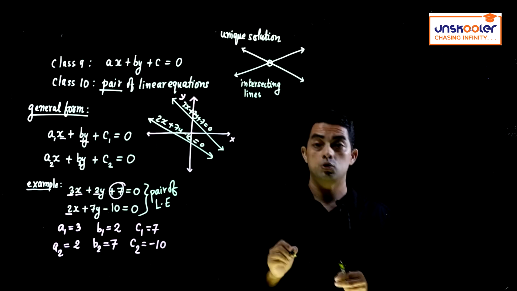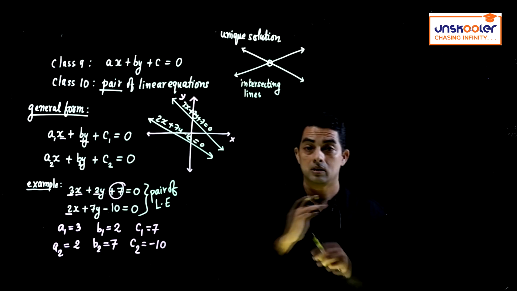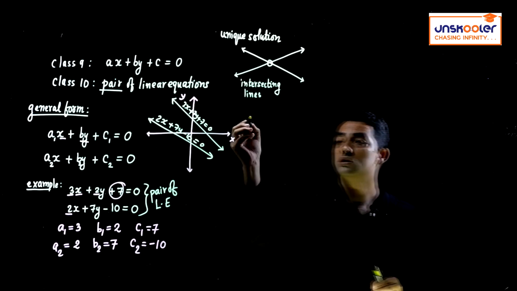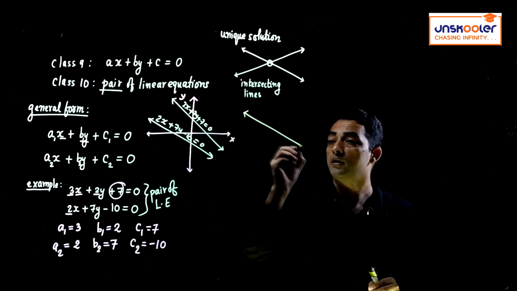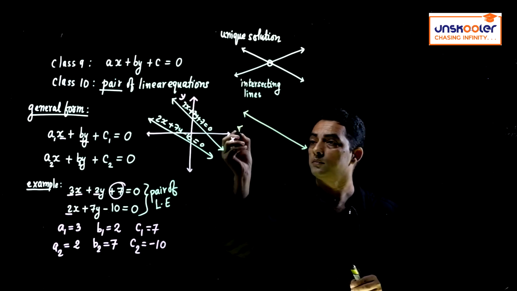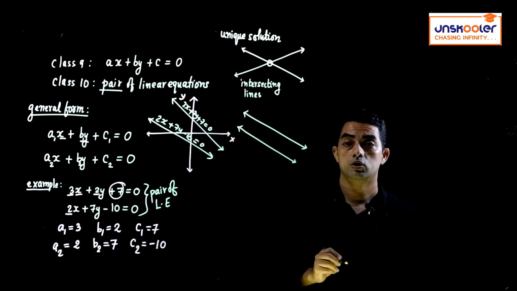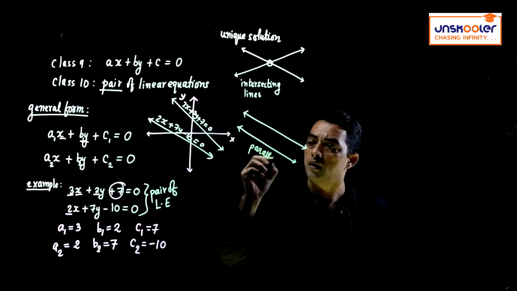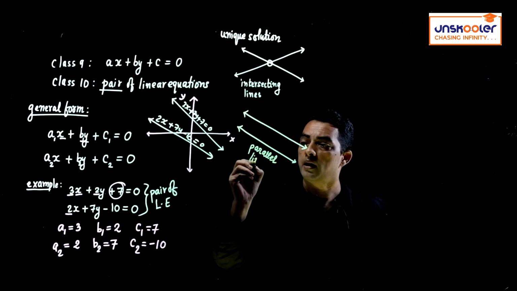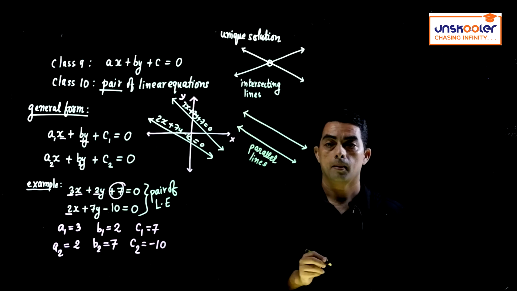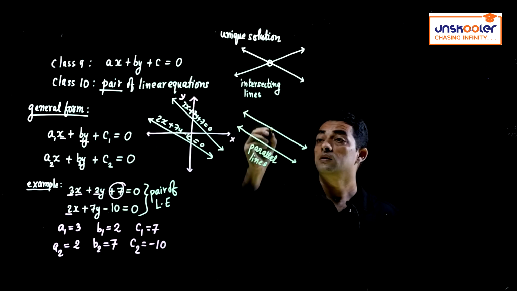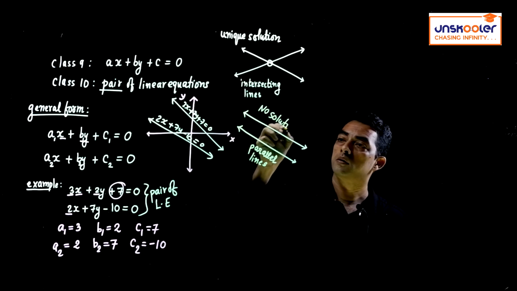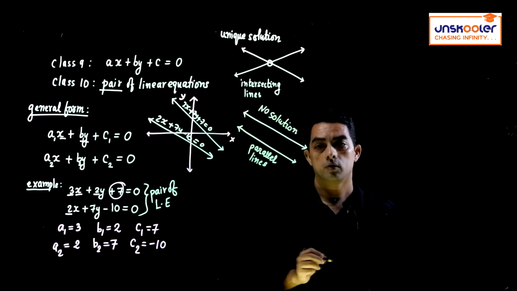The second situation is that these two lines could remain parallel to each other like this, not touching each other at all. If they remain parallel, they are called parallel lines, and for parallel lines, we use the words no solution.